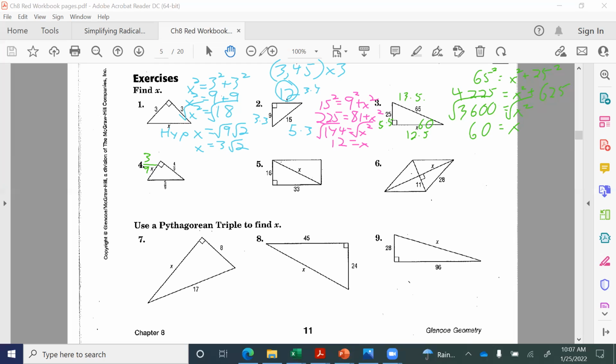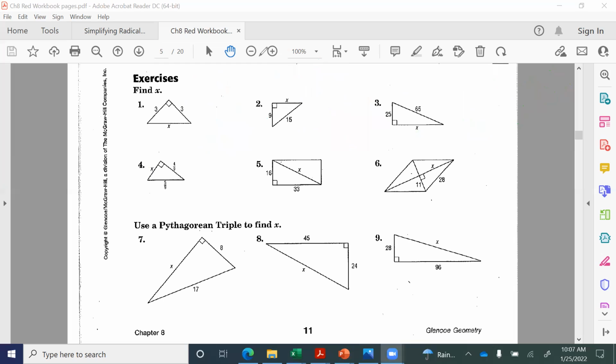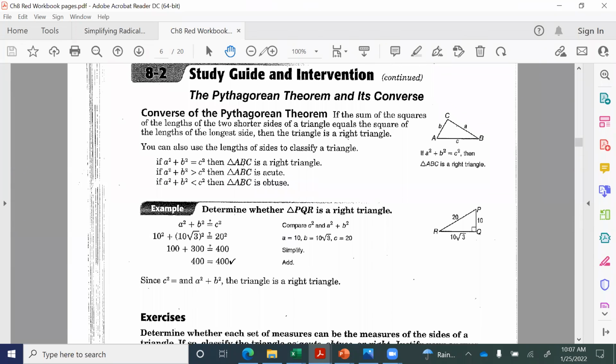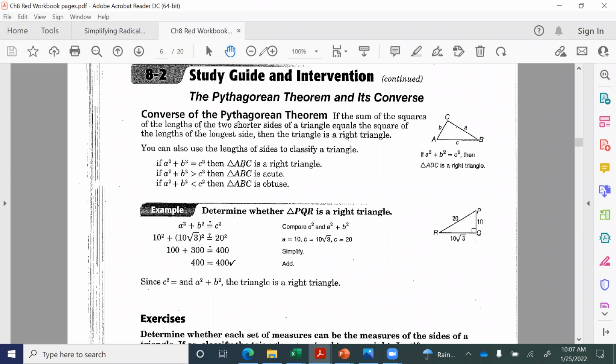So let me get rid of this. Go to the next page there. So at the top of this one, now looking at the converse of Pythagorean theorem. There are actually 3 things that you can do when you're doing the converse, because yes, if that formula holds true, then it is a right triangle. But if it doesn't hold true, then there are other options. All right, you see those inequality symbols there?